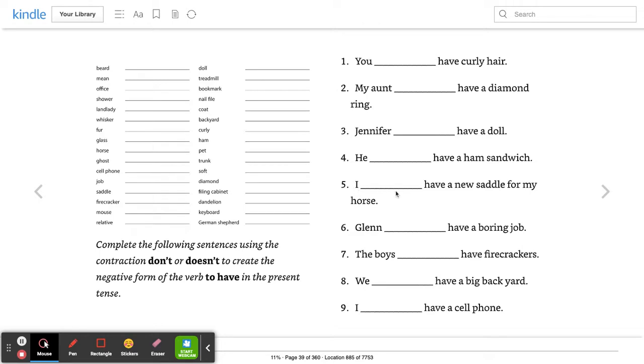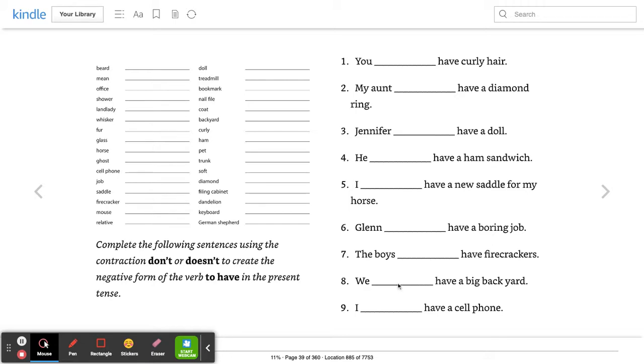I blank have a new saddle for my horse. I don't. Glenn blank have a boring job. The boys blank have firecrackers. Remember, the boys is they. So do we say they don't or they doesn't? We say they don't, so the boys don't.